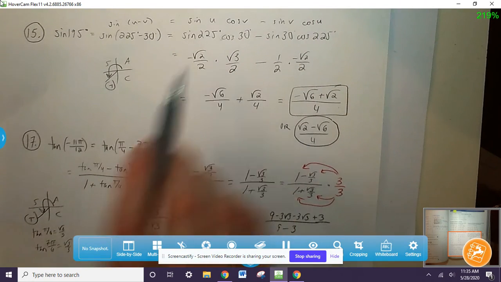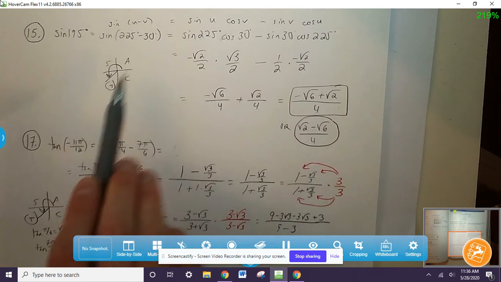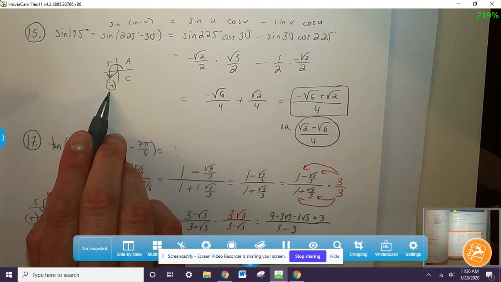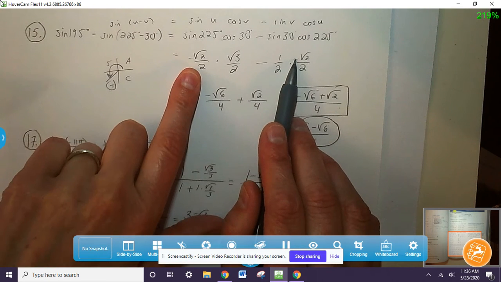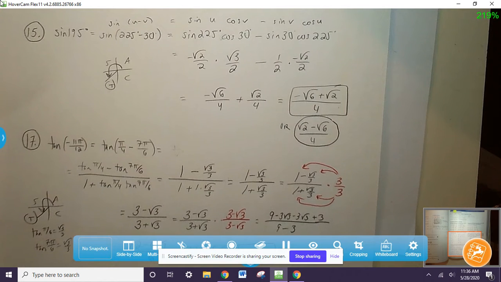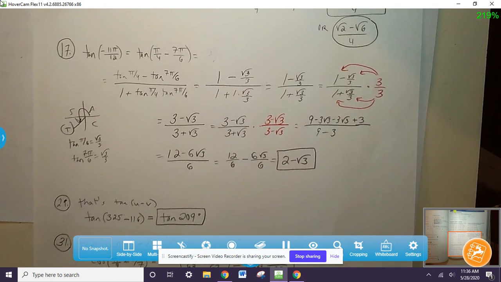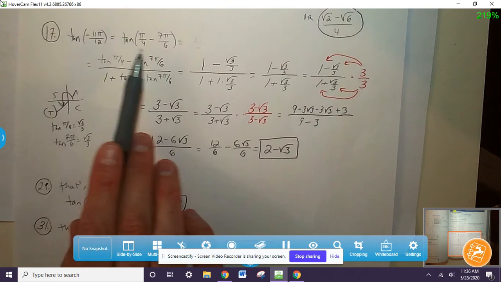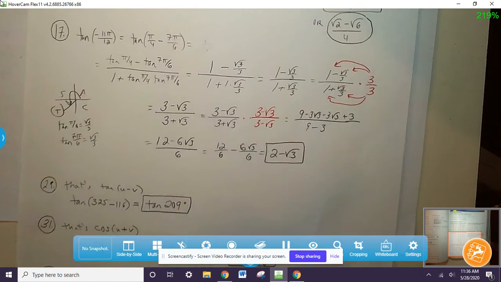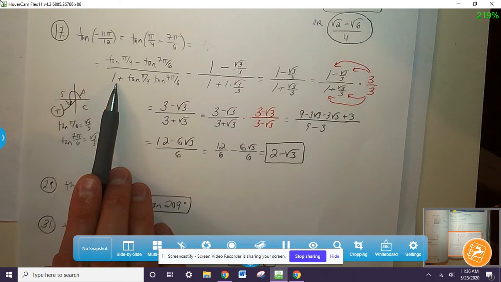When you go to find the sine of 225, you have to remember that 225 is in quadrant 3. So both sine and cosine are going to be negative. For 30 degrees, that's quadrant 1. So you don't have to worry about it because sine and cosine will be positive. You don't have to worry about the signs. Number 17, you're asked to use pi over 4 minus 7 pi over 6. So here's the expansion. You want to make sure in your expansion that you have a minus here and a plus here from the formula.